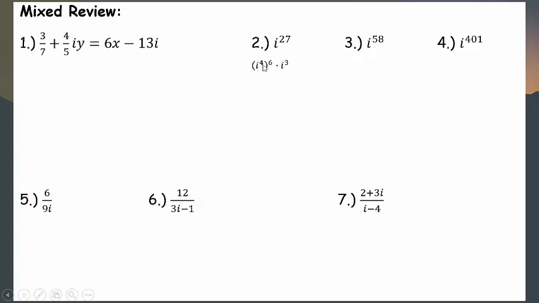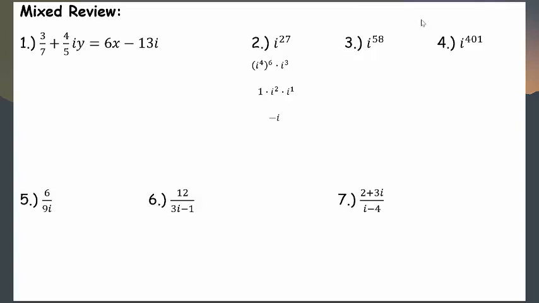I just try to expose these groups of 4 because I know that that's the same thing as 1. And if you forget what i cubed is, you can always make it i squared and i to the 1st, and then you could simplify from there. Since this is -1, 1 times -1 times i is just going to be -i. So i to the 27th would get me back to -i.